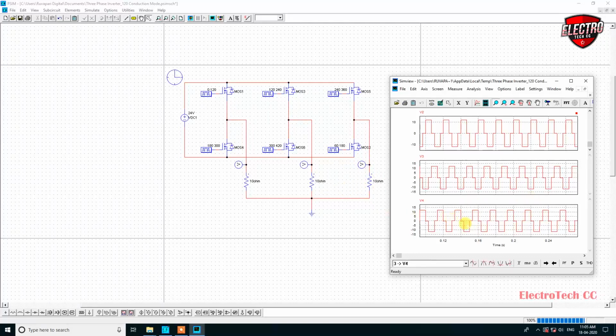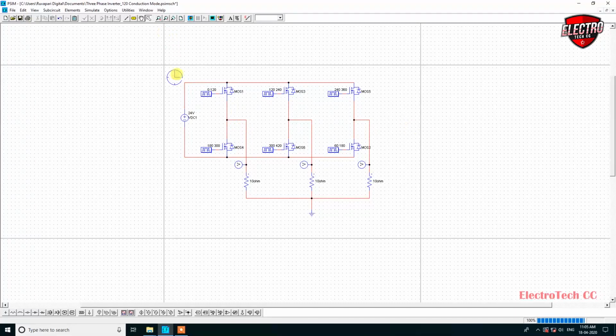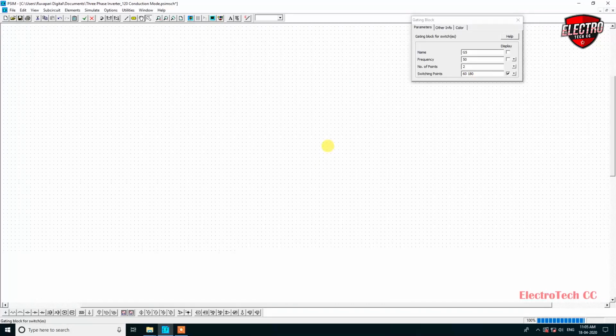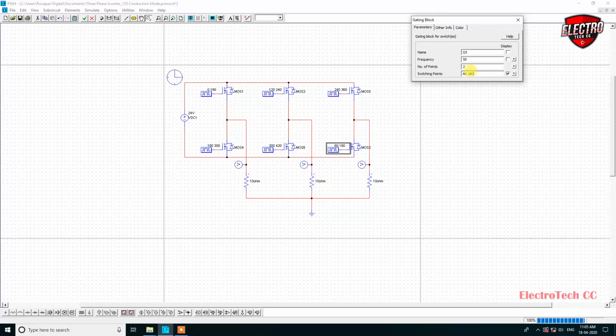Now if we want to convert this inverter into 180 degree conduction mode, then we simply change the firing angle of each gate triggering circuit. The diagram is as it is. In the first switch, the conduction angle is 0 to 180 degrees. Then in the second switch there is a 60 degree shift, so the second switch conducts for 60 degrees to 240 degrees. Then the third switch 120 degrees to 300. Each switch conducts for 180 degrees and turns off for 180 degrees.